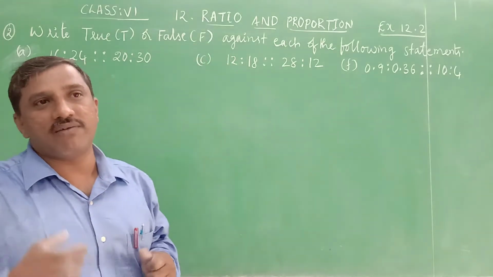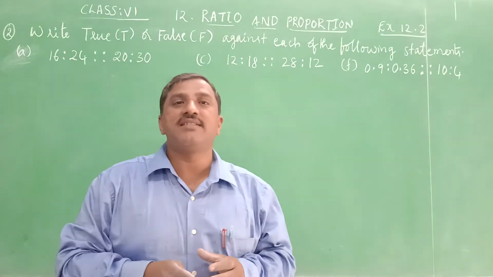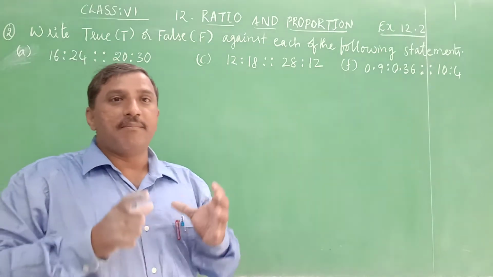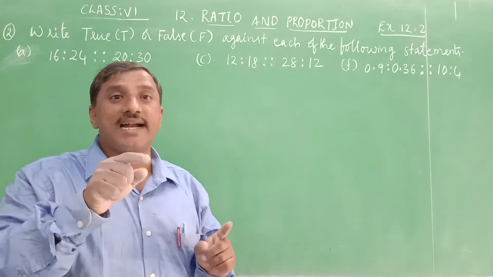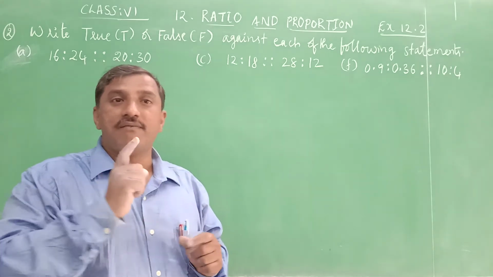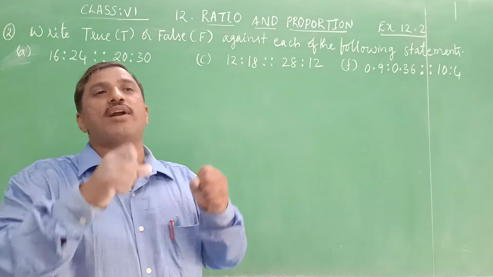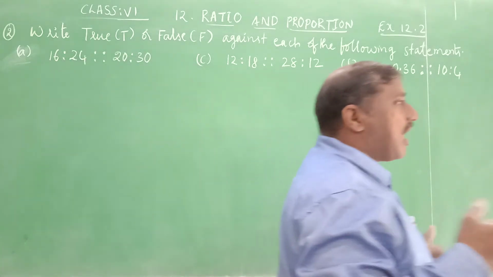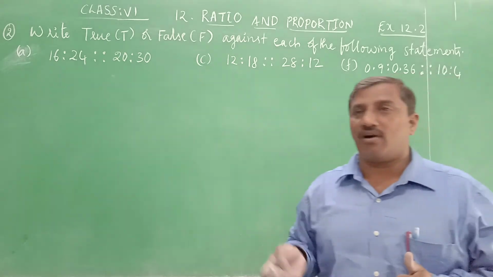For this problem we will discuss product of means equal to product of extremes. Means are the middle terms, that is the second and third term. Extremes are the first and fourth term. Their products should be equal. If they are equal, then it is true. Otherwise it is false.